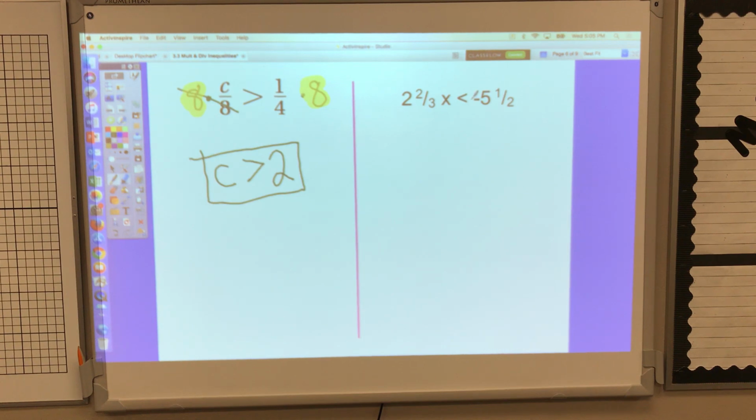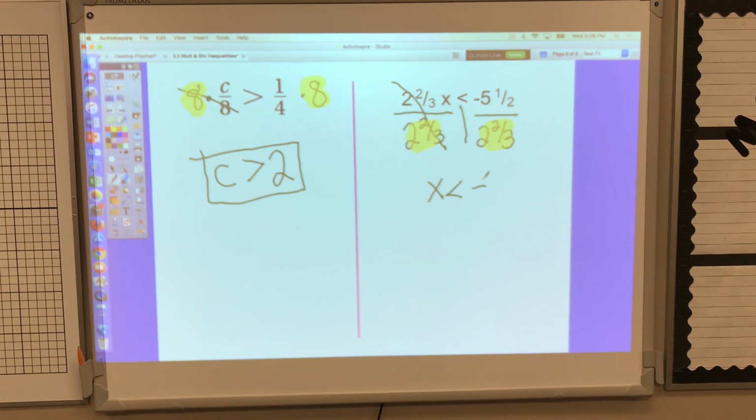Same thing is true over here. If it's a mixed number, my steps do not change. My goal is to get x by itself. Right now x is being multiplied by 2 2/3. To get x by itself, I'm going to divide both sides by 2 2/3. Whatever I do to one side, I do to the other. This 2 2/3 on the left cancels. And if I'm wondering about my sign, this 2 2/3 is positive, so my sign again is going to remain the same. So x is still going to remain less than.